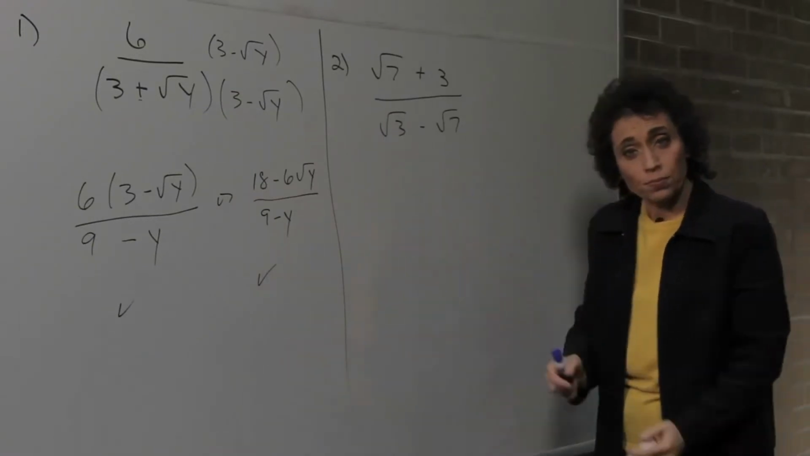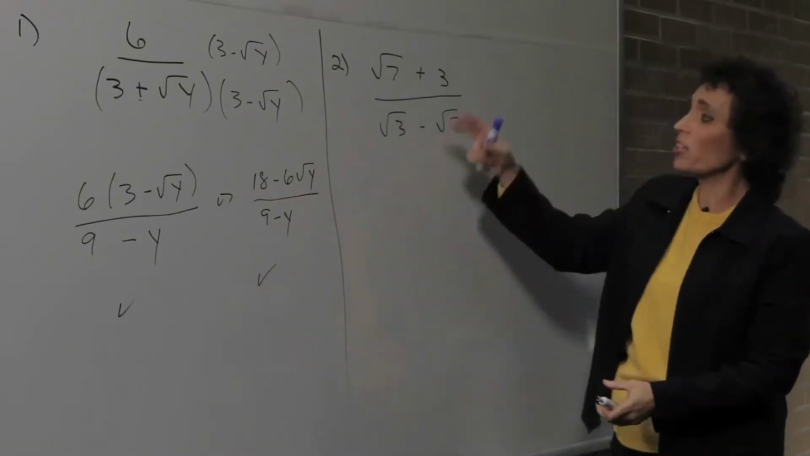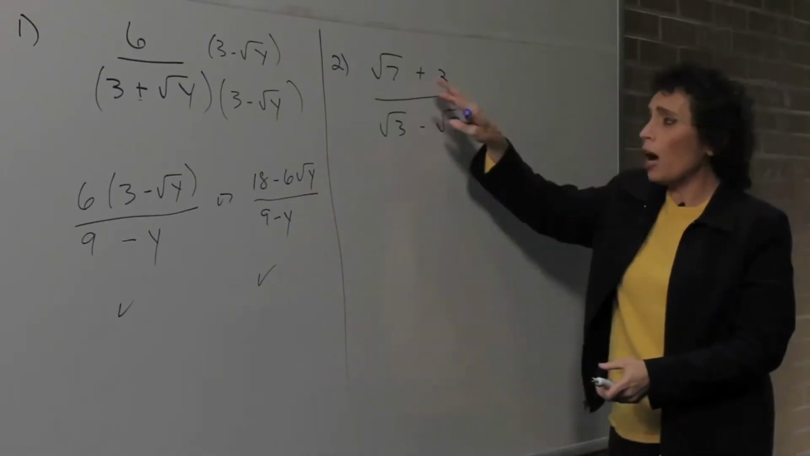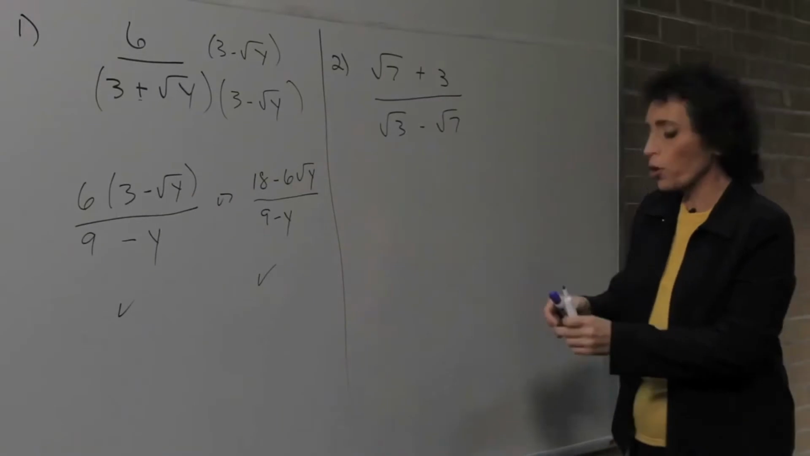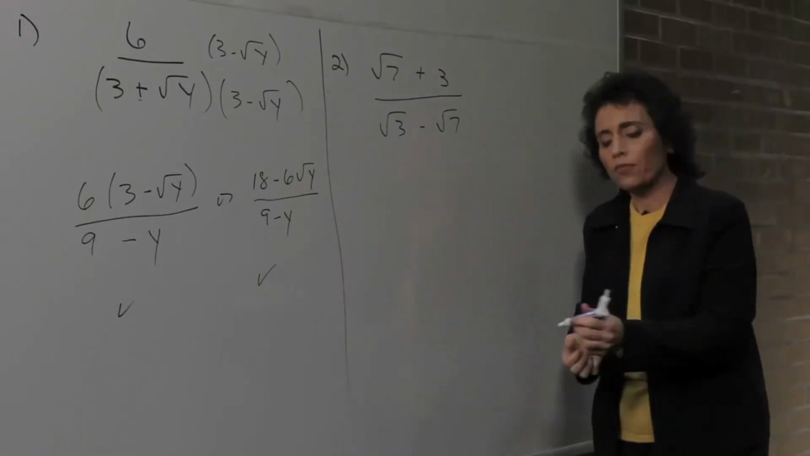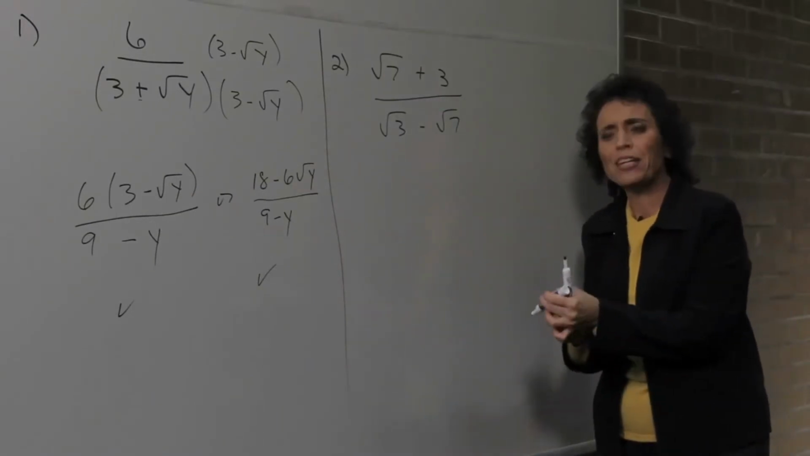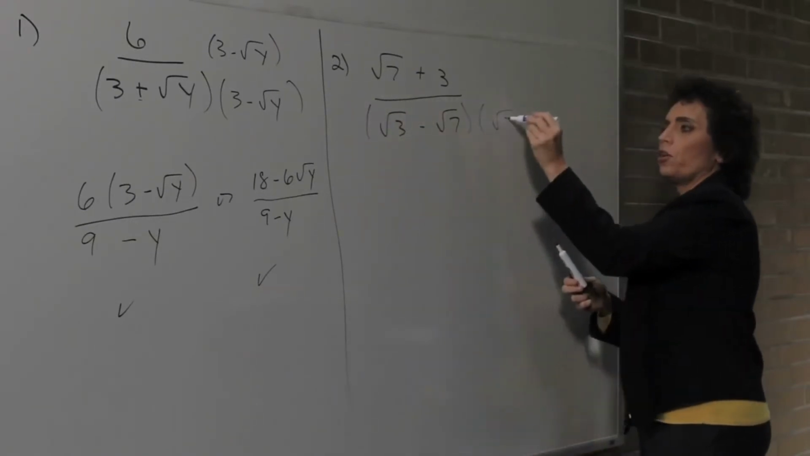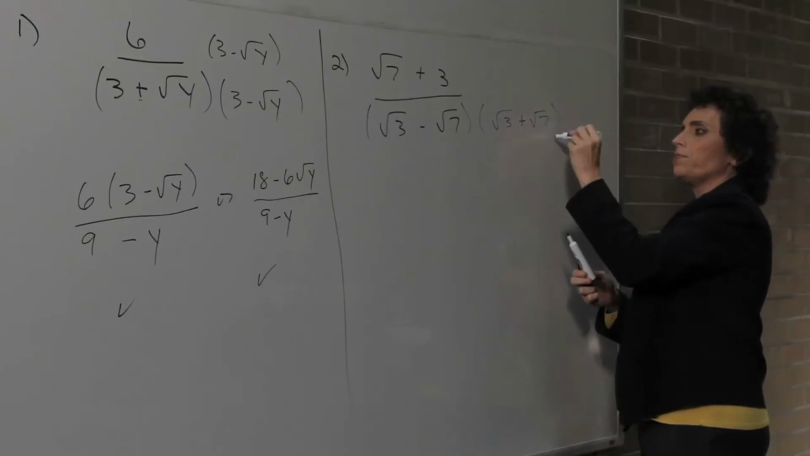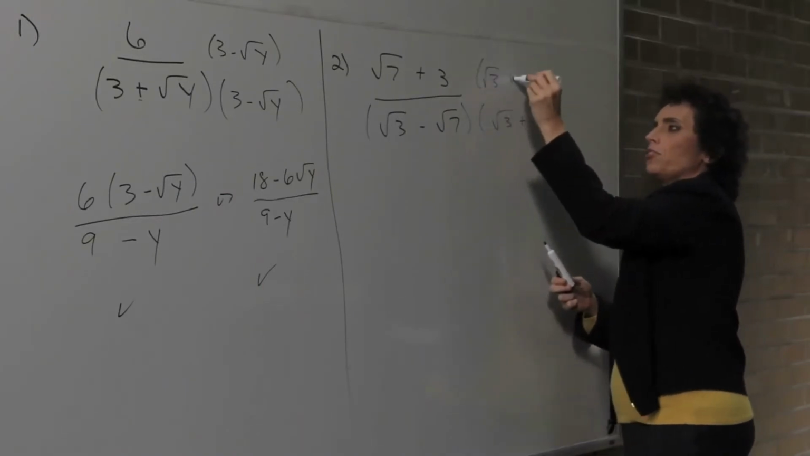Let's take a look at this one. This one's a little harder. It's a little harder because we have two terms, top and bottom. We're not worried about getting the radical out of the numerator, only the denominator. So we're using the conjugate of the denominator. Again, it's not a wannabe because it's two terms, not one. So square root of 3 plus square root of 7. Square root of 3 plus square root of 7, right?